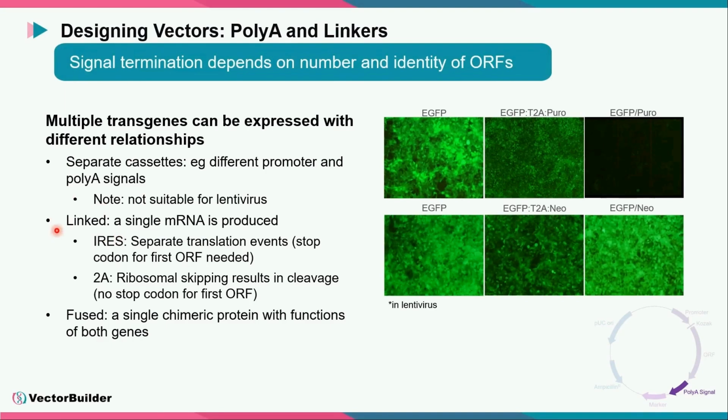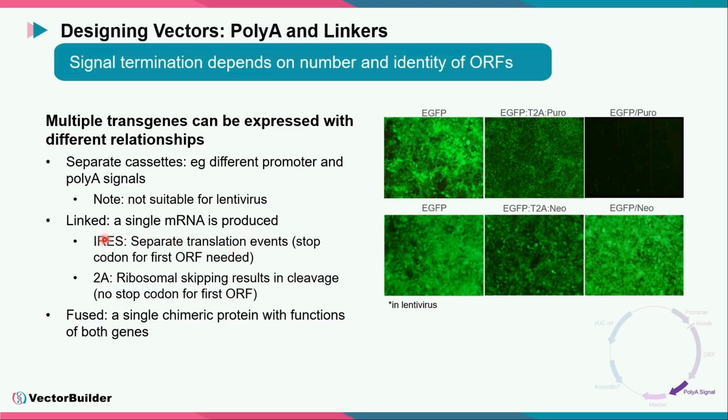Alternatively, you can have your 2 ORFs linked. This is where a single mRNA is produced, but you can still produce 2 separate proteins. The 2 popular linkers that you can use are the IRES, which is an internal ribosomal entry site, where you have just the start of a new translation event in that mRNA. That's a good option, especially if your second ORF is something like a marker, because the downside here is that your second ORF is going to have lower translation efficiency.